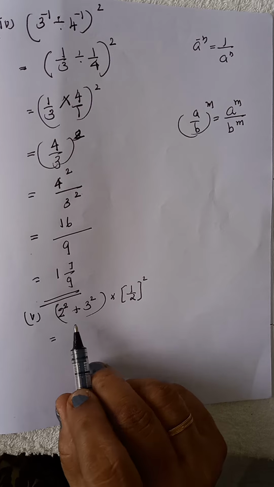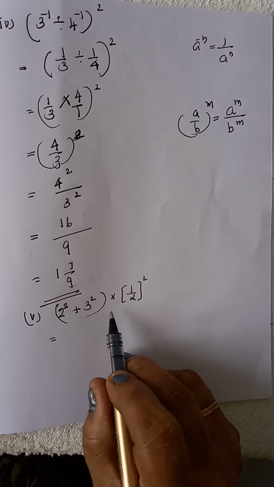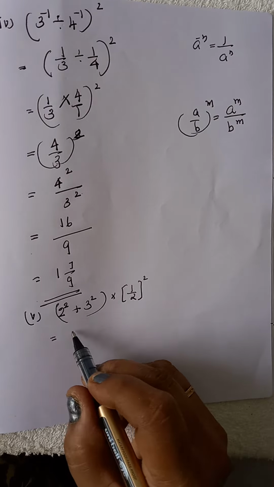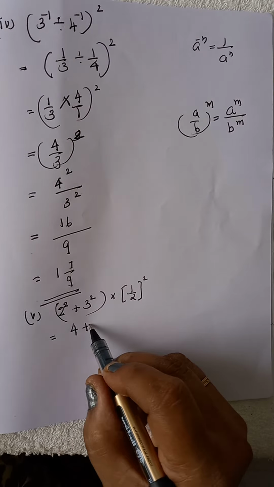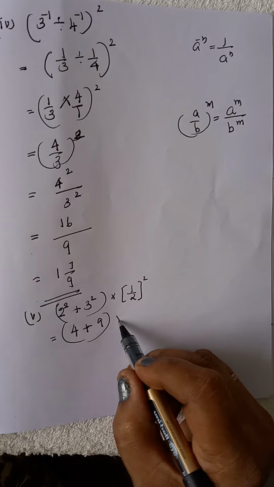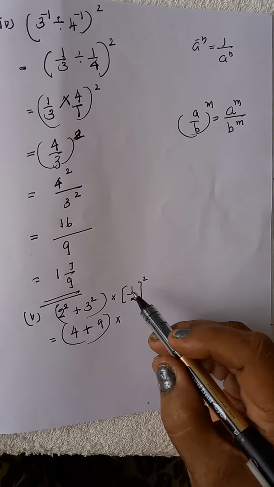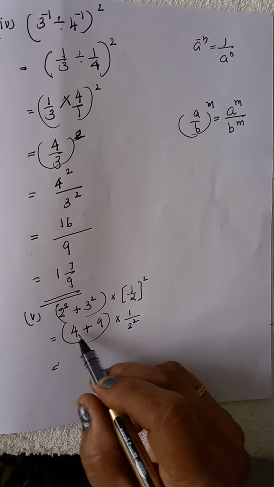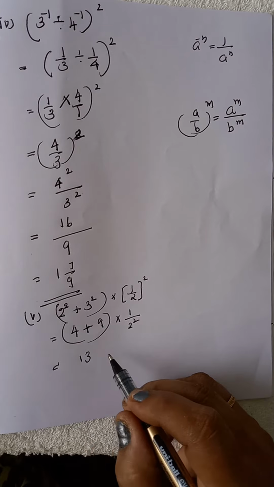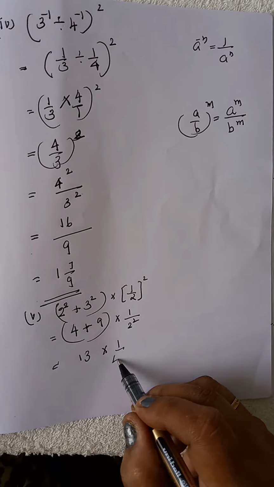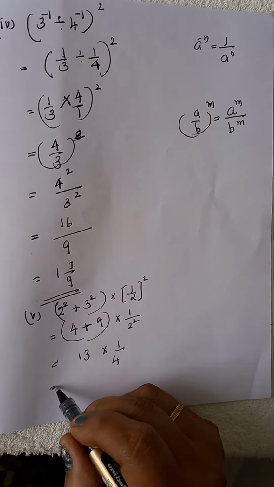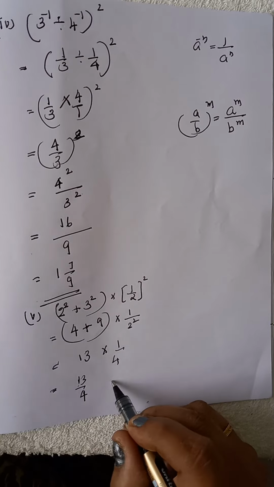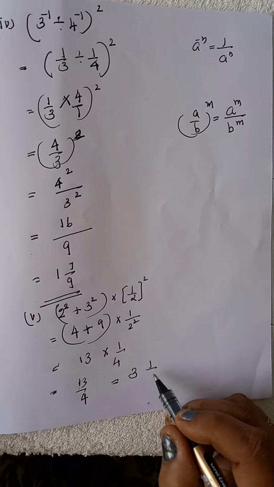Now the fifth question is 2 raised to 2 plus 3 raised to 2 into 1 by 2 raised to 2. That is equal to 2 raised to 2 is 4, 3 raised to 2, 3 into 3, that is 9, into using the quotient law, 1 square by 2 square. 1 square is 1 by 2 square. That is equal to 4 plus 9, 13 into 1 by 4. That is 13 by 4. That is equal to 3 and 1 by 4.